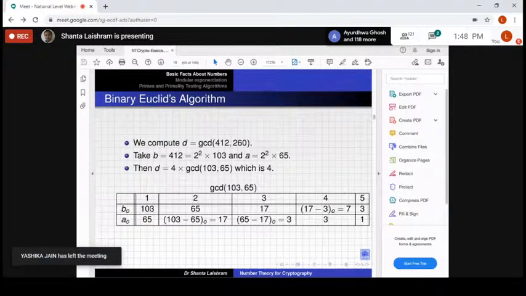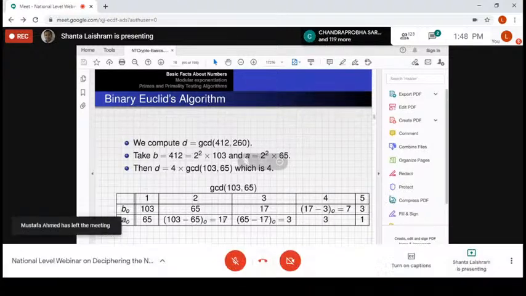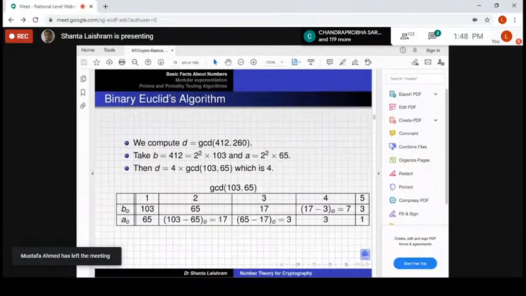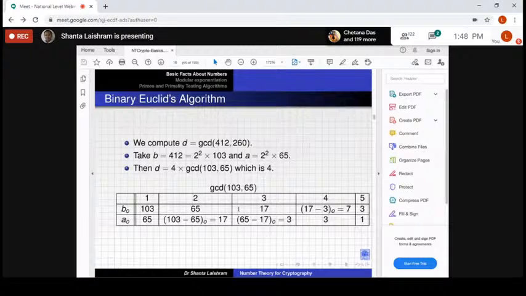Now the GCD of 103 and 65 is the GCD of 65 and the odd part of 103 minus 65. So 103 minus 65 is 38. So yeah, there's a typo here. It should be 19 anyway. So then it becomes the GCD of 65 and 19, and again 19 and 65. Yeah, so here it is written as 17, but it should have been 19.